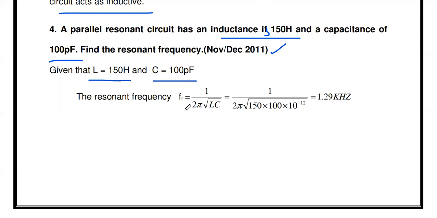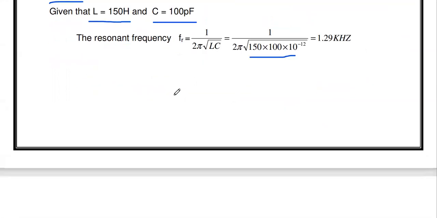So the resonant frequency fr equals 1 by 2 pi square root of LC. You substitute the L and C values. L is 150 henry, and the capacitor is 100 pico. Pico means 10 to the power minus 12. So substituting 100 into 10 to the power minus 12 and solving this, we get the answer as 1.29 kilohertz. This is the resonant frequency value. This is an important problem, and similar to this problem you may get one 2 mark problem from this unit.